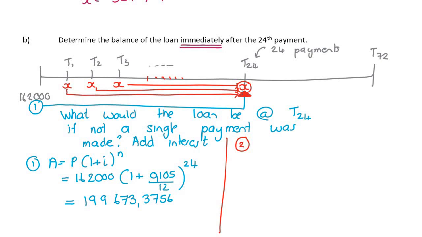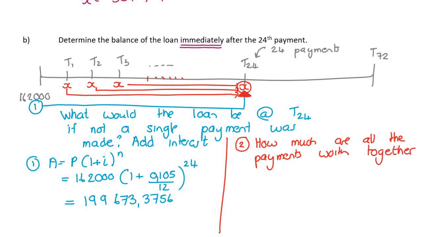Now that's a future value annuity. So even though this is a loan, I'm actually going to use a future value annuity to find the value of all the payments in the future. So I'm going to write that as my note for my second point. I want to know how much all the payments are worth together. So I want to add them up, which is why it's an annuity, because you're adding them all together. So how much are all the payments worth together at time period 24? And that is a future value annuity.